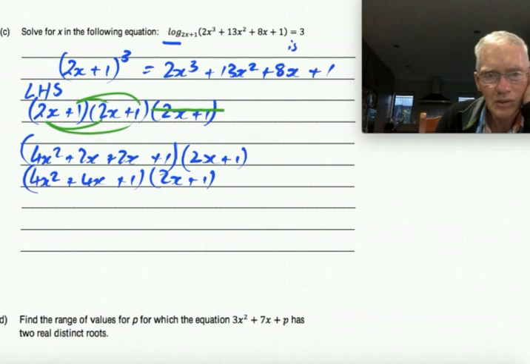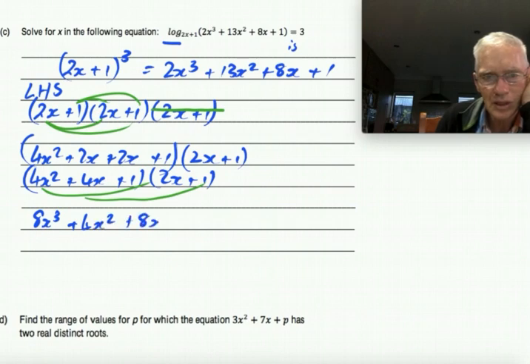Now again, we're going to multiply each term here with another, so it's 4x squared times 2x and 4x squared times 1. So I'll do that first. So I get 8x cubed plus 4x squared. Then I do the same with the 4x, multiply by both of them. That gives me 8x squared plus 4x. And now I do it with the 1, plus 2x plus 1. And then I get the following. I get 8x cubed plus 12x squared plus 6x plus 1 equals, now what's the right-hand side?